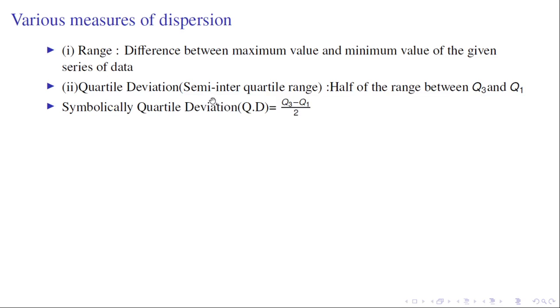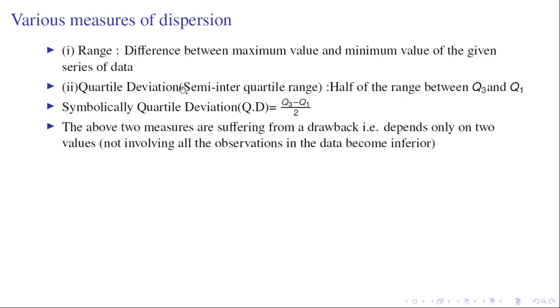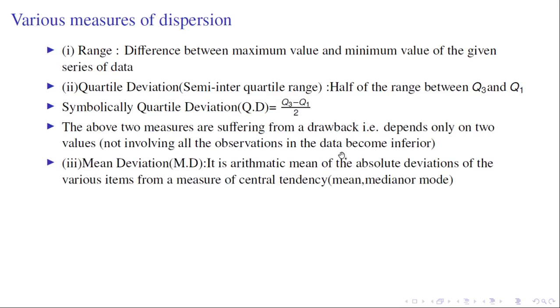The above two measures suffer from a drawback: they depend only on two values. Range depends on the maximum and minimum value. Here also, just by using Q3 and Q1, we get the quartile deviation. Not involving all observations in the data, they become inferior to other measures.